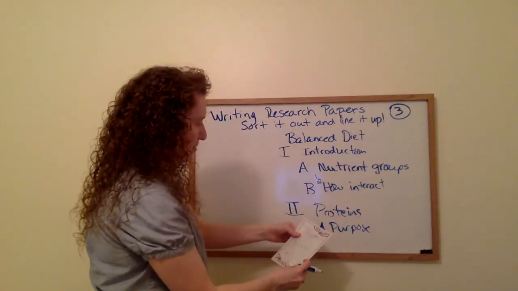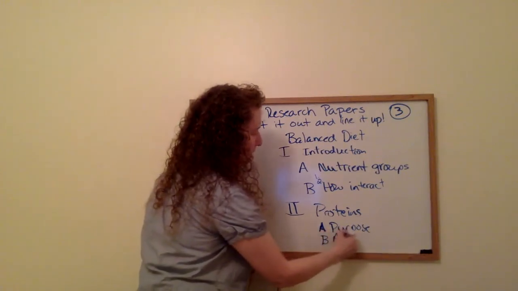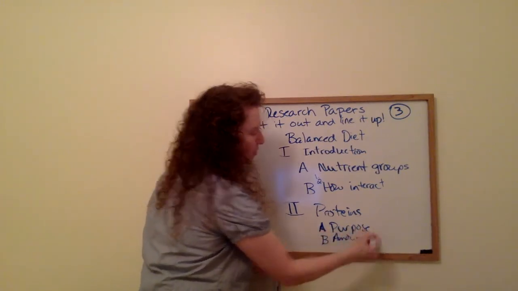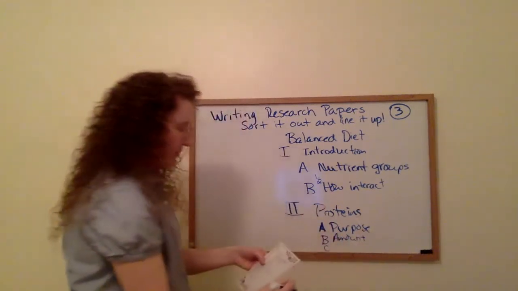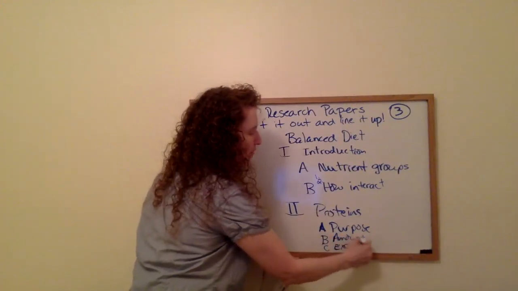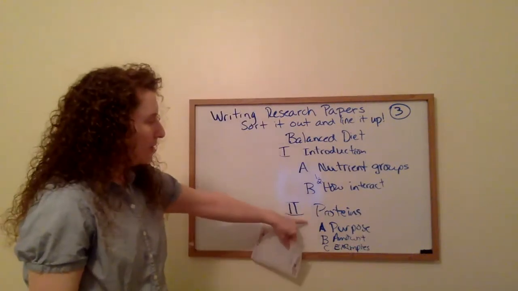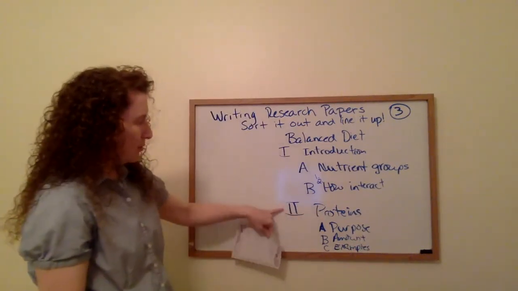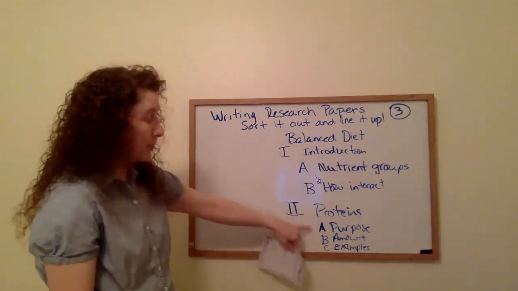And then the amount you would need to have a balanced diet. And then, actually, I'm going to have a C. I'm going to have examples of what kind of food you can find that nutrient in. So each of my nutrient groups are going to have the same A, B, and C: purpose, amount, and nutrients.